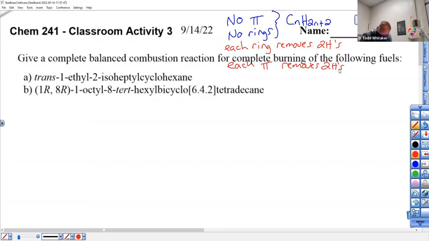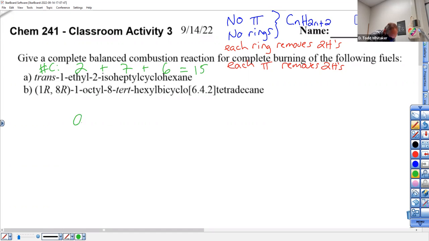So you do have to remember the groups also have carbons. How many carbons in an ethyl group? 2. 2 for ethyl. What about an isoheptyl group? Any heptyl group, how many carbons? 7. And how many in cyclohexane? 6. So 2 plus 7 plus 6 is 15.